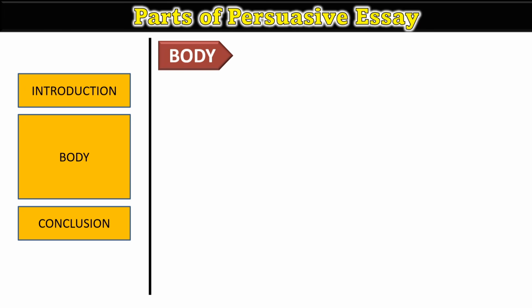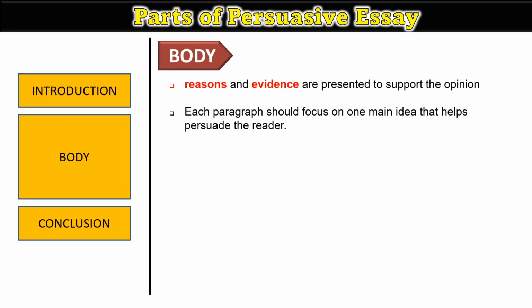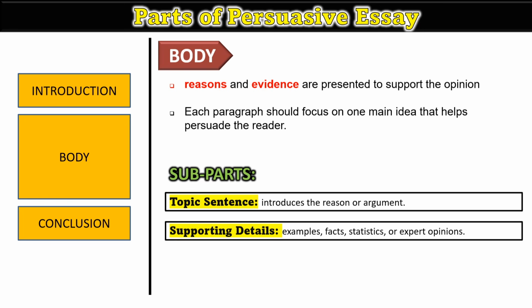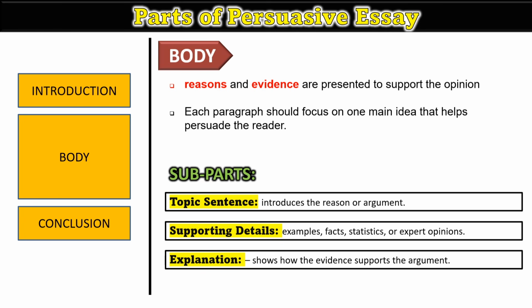Next is body. This is where the reasons and evidence are presented to support the opinion. Each paragraph should focus on one main idea that helps persuade the reader. Subparts. Topic sentence: it introduces the reason or argument. Supporting details: it shows examples, facts, statistics, or expert opinions. Explanation: it shows how the evidence supports the argument. For the body, usually it contains 3 paragraphs that correspond to 3 reasonings that strongly support your thesis statement.